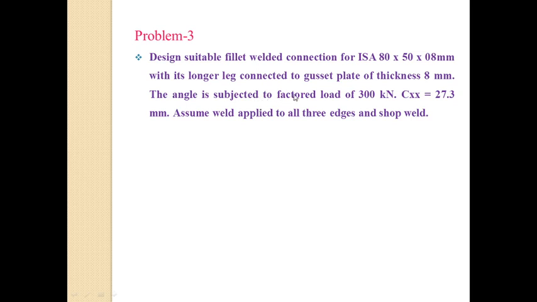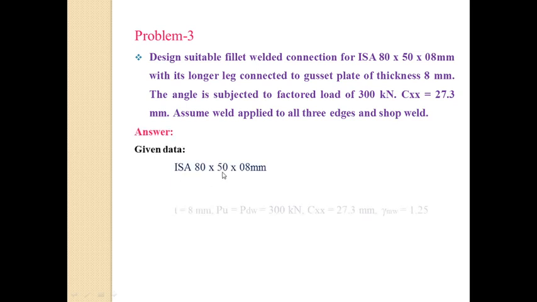The angle is subjected to the factored load of 300 kilonewton. Okay, so factored load is given, that is 300 kilonewton. Cxx is equal to 27.3. Okay, Cg along x-axis is given, that is 27.3 mm, and assume weld applied to all three edges and shop weld. So we have to provide weld to all three sides of that angle section, and we have to provide the shop weld. Okay, means gamma mw is equal to 1.25 we have to assume. So this is the given data.